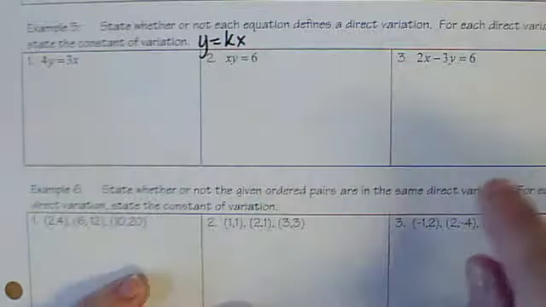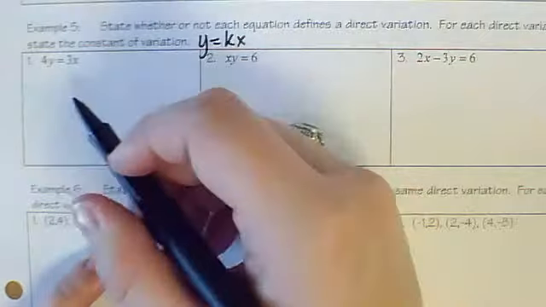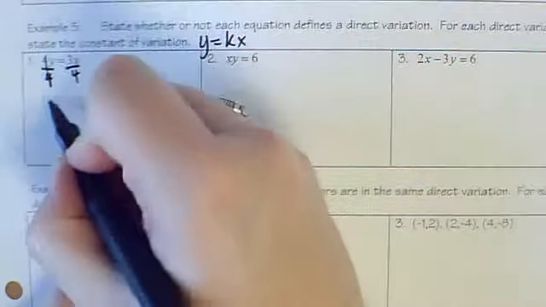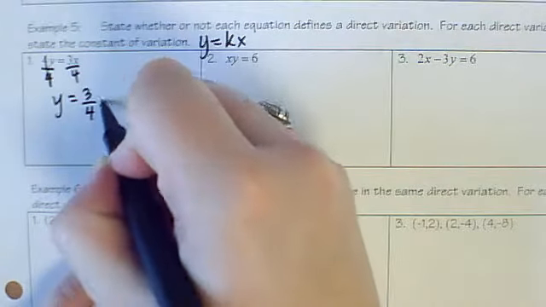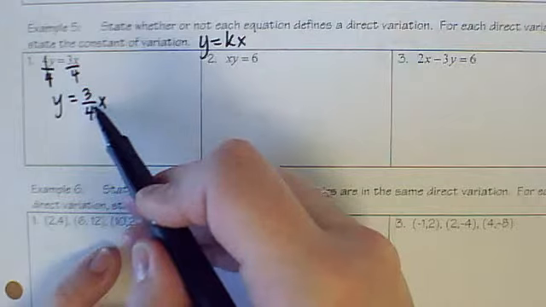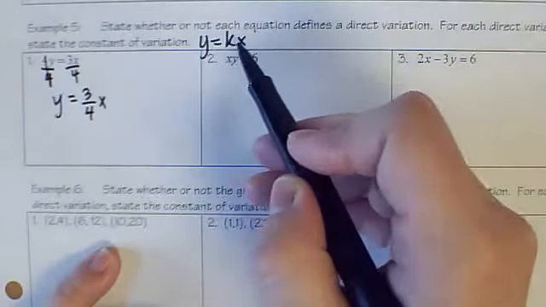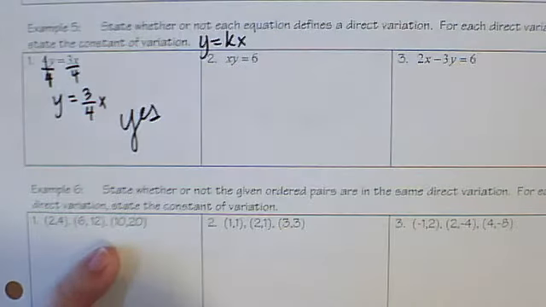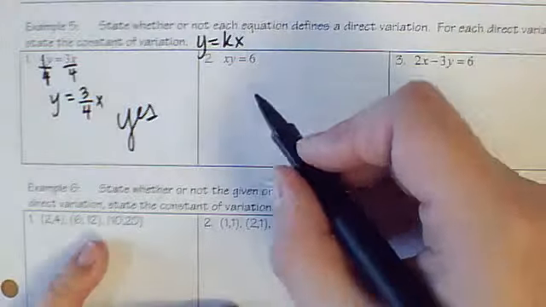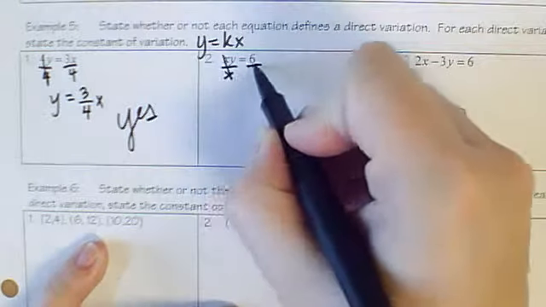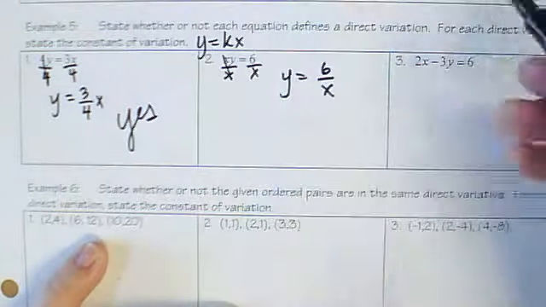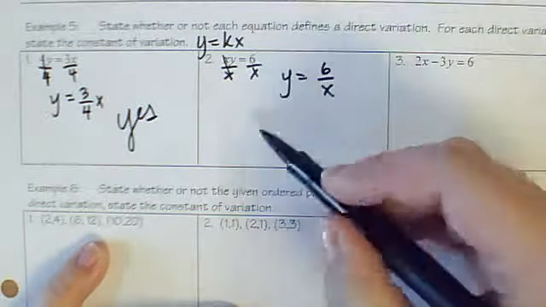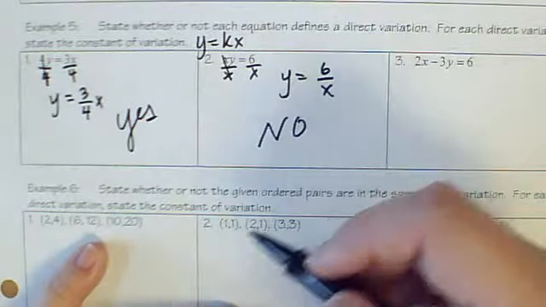So let's go ahead and look at all three of these. The first one, your whole goal is to get the y by itself so you can determine whether or not it's direct. So I'm going to divide by 4. What this gives me is y equals 3/4 x. Well, if I look, that 3/4 is being multiplied by the x. So your k would be the 3/4. So that is a direct variation. Okay, if we look at the next one, to get the y by itself, I would have to divide by x. So I have y equals 6 divided by x. Well, as I said before, it has to be something times x, and now I'm doing something divided by x. So this is not direct variation.